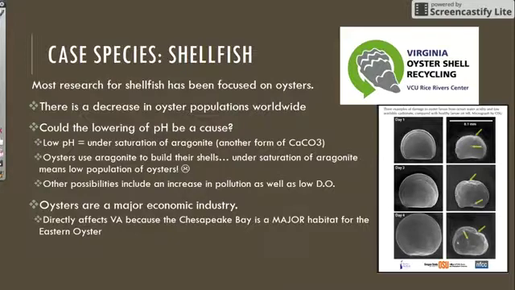Luckily with oysters, they do have a lot of genetic variation between oyster species. So there is a lot of research going on right now about whether they are able to adapt to the change in the pH of the waters, because they already are an organism that is used to dealing with change.